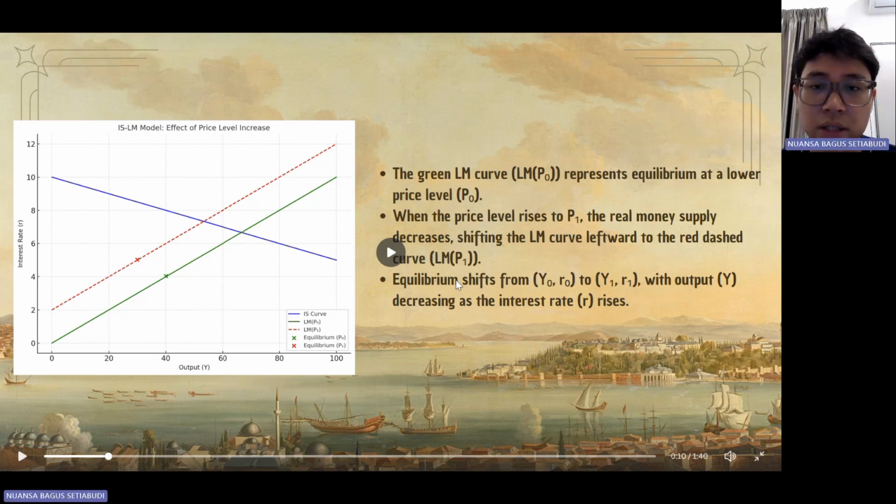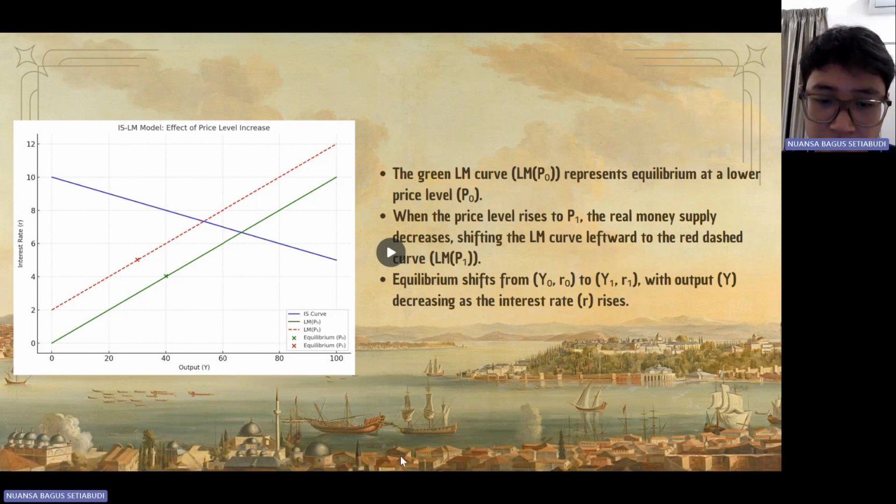So this inverse relationship between the price level P and the output Y, as seen in the shift from Y0 and P0 to Y1 and P1, forms the basis of the aggregate demand curve. As price levels rise, output falls, creating the downward slope of the AD curve. In summary, the diagram shows how changes in the price level affect equilibrium in the ISLM model, highlighting the mechanics behind the aggregate demand curve. And then we move to the other slide.